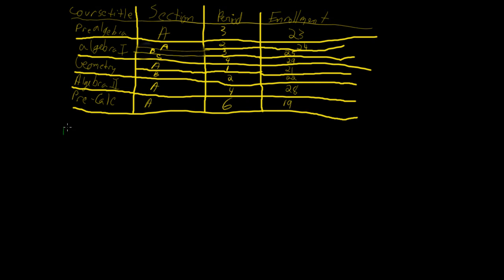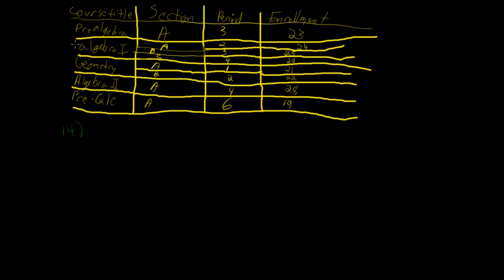Alright, so on to question number 14. And this chart is for questions 14 and 15, but I thought I'd draw it out beforehand just to save some time. So question 14 says, what is the average number of students enrolled per section in Algebra 1? So it just wants to know the average students per section in Algebra 1.